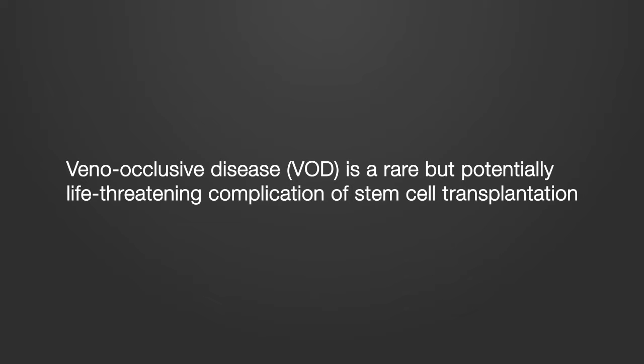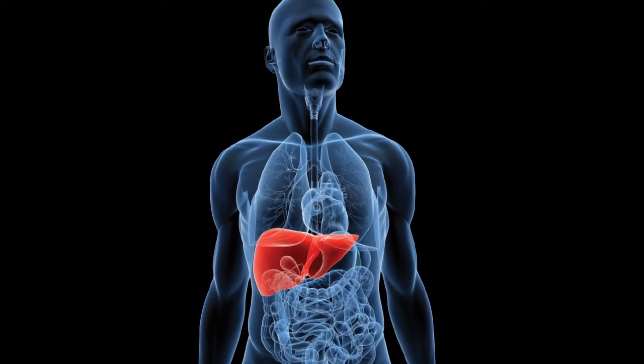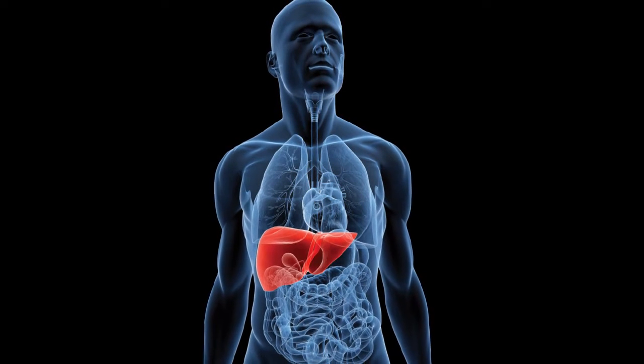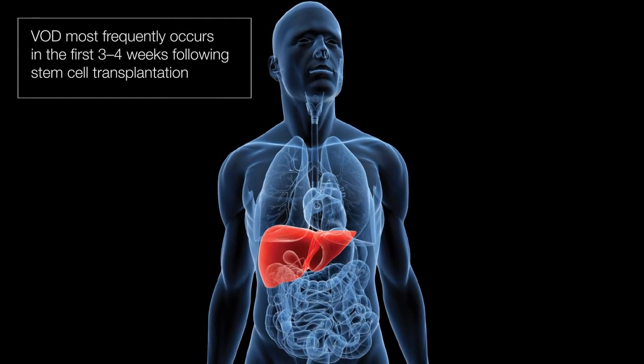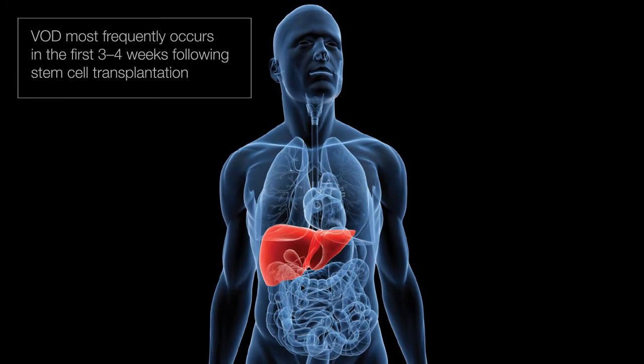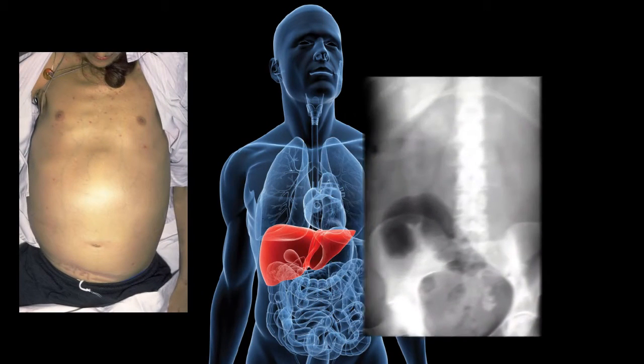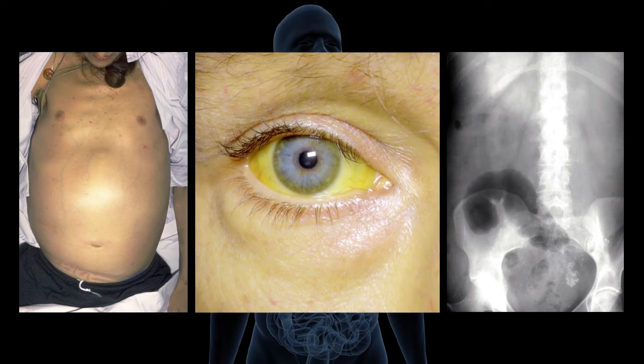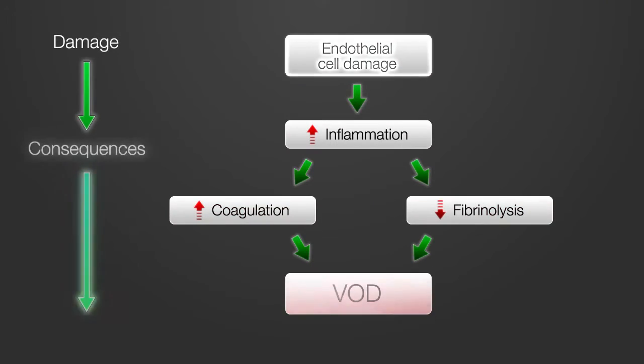Veno-occlusive disease, or VOD, is a rare but potentially life-threatening complication of stem cell transplantation. VOD most frequently occurs in the first 3 to 4 weeks following stem cell transplantation, but can be seen later. It's characterized by ascites, a painfully enlarged liver, jaundice due to raised bilirubin, unexplained weight gain, and right upper quadrant pain. The initial trigger for VOD is thought to be damage to the sinusoidal endothelium, leading to initiation of a pro-inflammatory, procoagulant and hypofibrinolytic state.